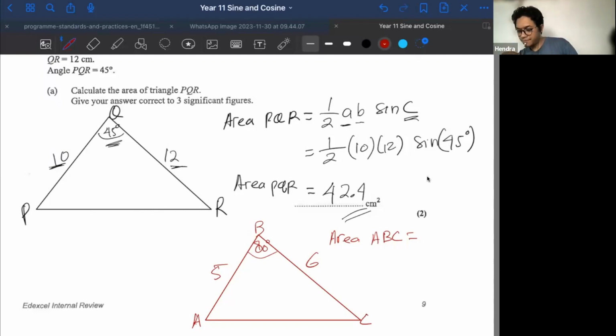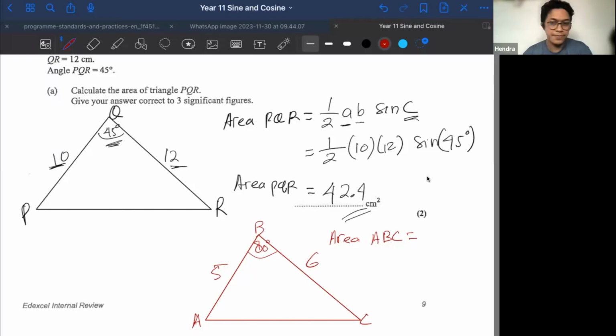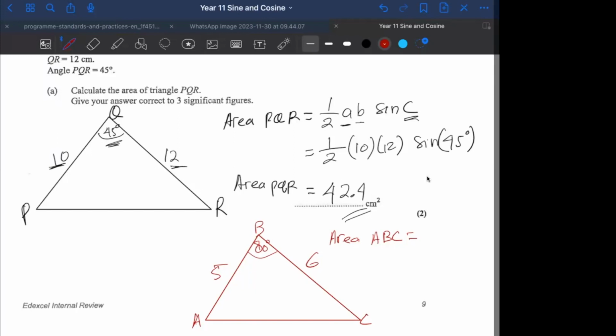You get it? Rohan, you still there? Yep. I'm just calculating. Okay. 1/2 times 5 times 6 times sine 80. Yes. But hold on, I'm just calculating.